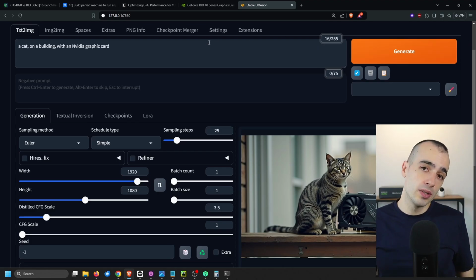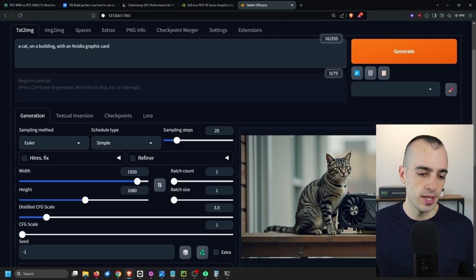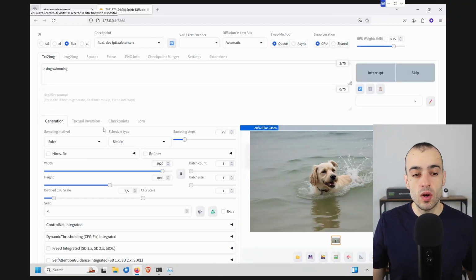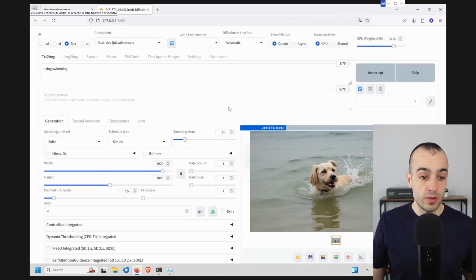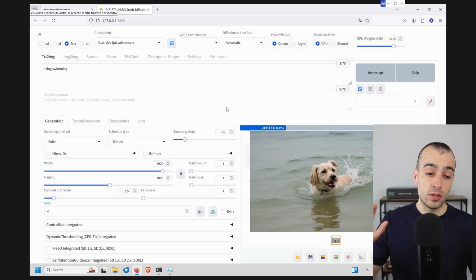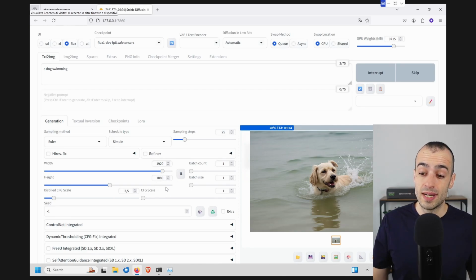Can we run this on the RTX 3060 with 12 GB of video RAM? Let's try that. Now I'm testing the same model on a different machine. I have the RTX 3060 with 12 GB of video RAM. And to be fair, I'm testing with the exact same parameters: full HD image, 1920 by 1080 and 25 sampling steps.